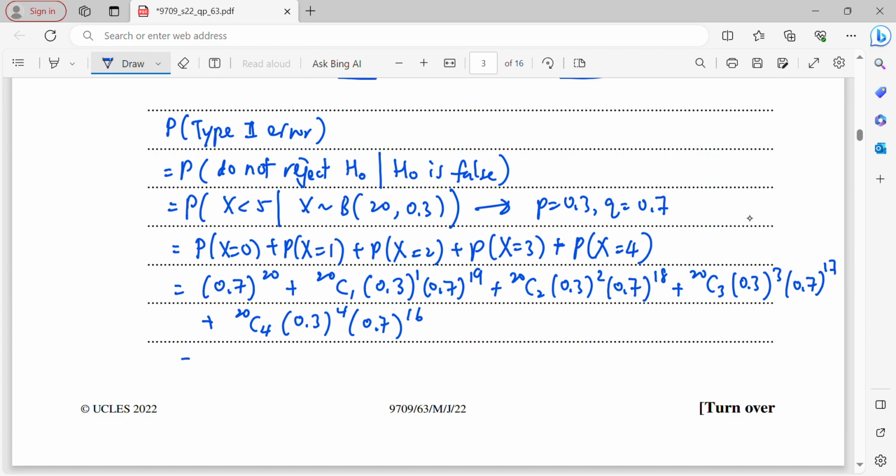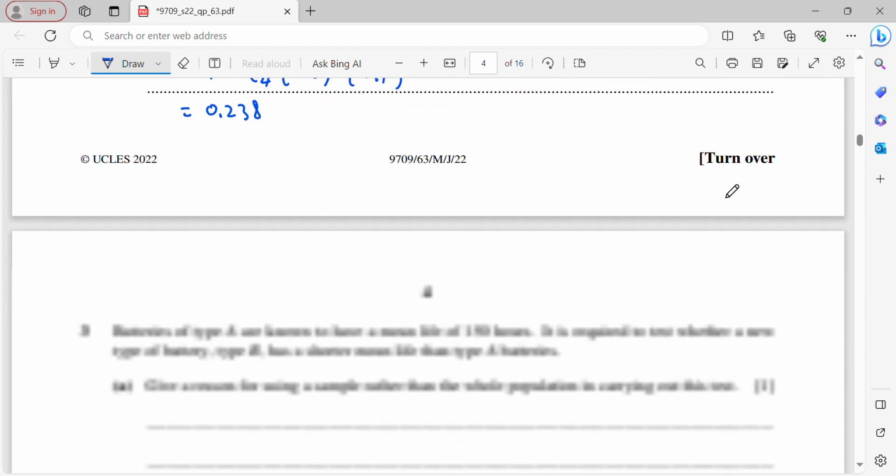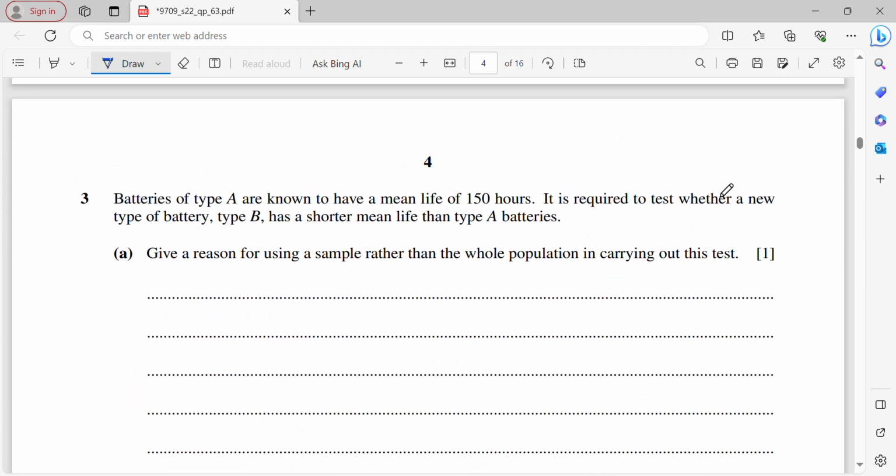Okay, then from here I will be getting 0.238. So that's the solution of this question. Now question number 3. Batteries of type A are known to have mean life of 150 hours. It is required to test whether a new type of battery B has a shorter mean life than type A batteries. A. Give a reason for using a sample rather than the whole population in carrying out this test.